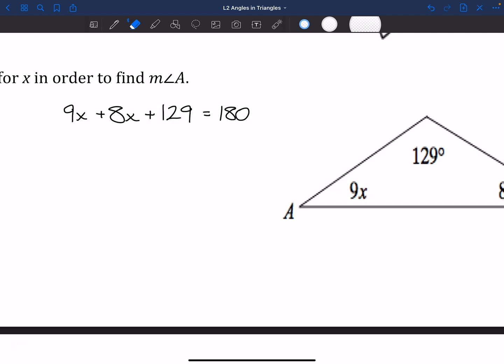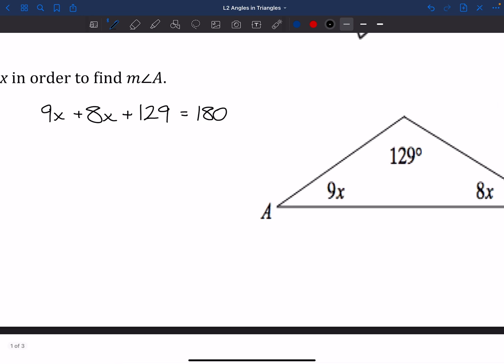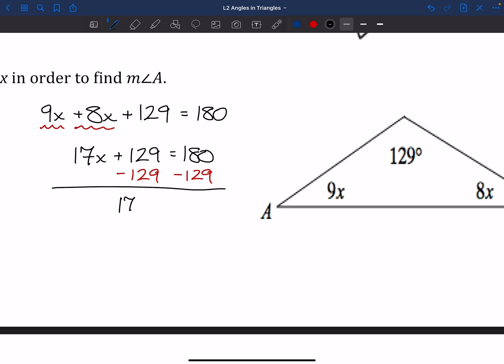So what we're going to do here is solve it out like any other equation that we would normally be doing. I'm going to combine some like terms. I've got the 9x and this 8x over here. When I add those together, I get 17x plus that 129 equals 180. After that, just solving it out like we would normally, move that 129 over to the other side. So 17x is now equal to 51. And then last but not least, divide by 17 to help us get rid of that. And x is going to be 3.